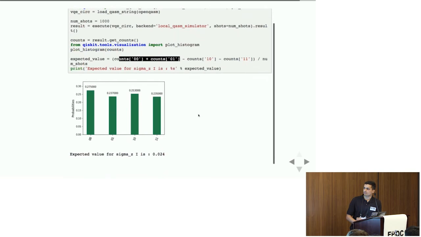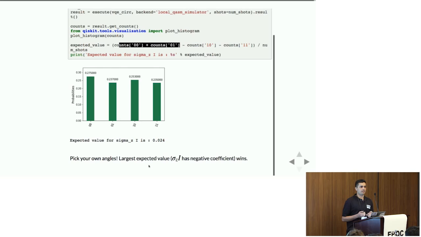So when I ran it, I got 0.024. And this is where the competition part kind of starts. This is the value that we want to maximize. Maximizing this value corresponds to minimizing the negative 1.0 sigma zi term, which in turn corresponds to minimizing the energy for this molecule. So this is where it kind of turns over to you. Go ahead and pick your own angles and continue to iterate. You are the classical part of this VQE simulation.